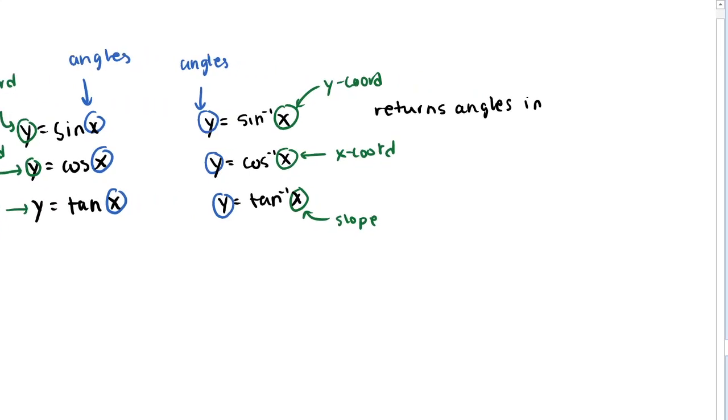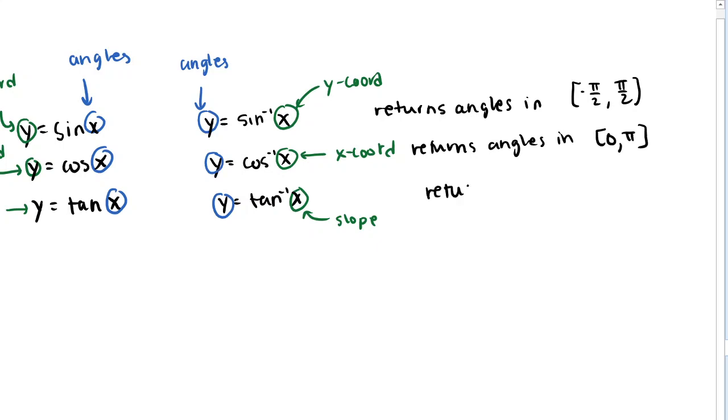So inverse sine gives back angles between negative pi over 2 and pi over 2. Inverse cosine gives back angles between 0 and pi. And inverse tangent gives back angles between negative pi over 2 and pi over 2, not including these values. So pictorially, inverse sine is only going to give you back angles on the right side of our unit circle between negative pi over 2 and pi over 2.